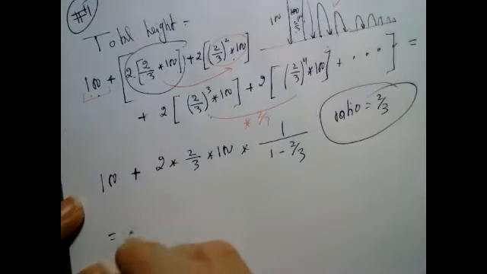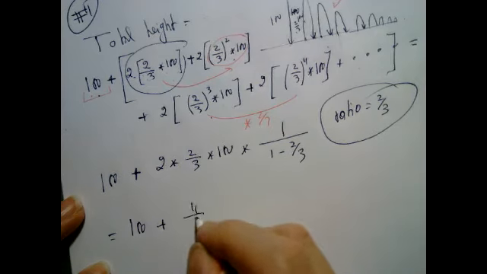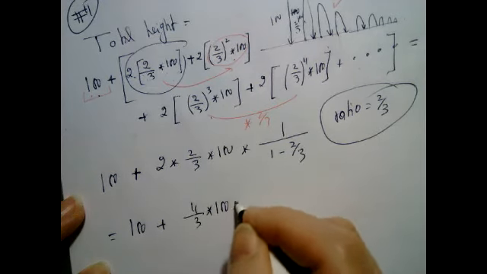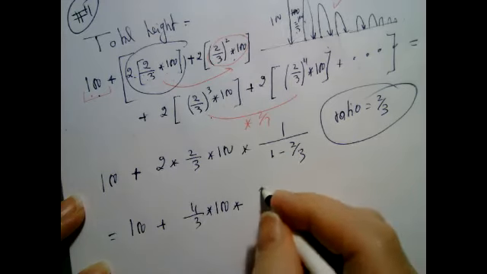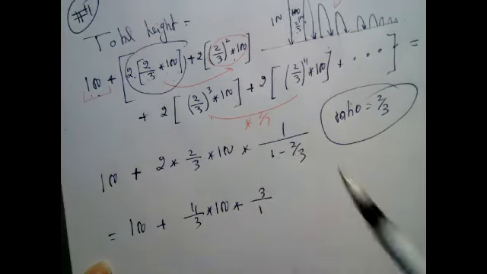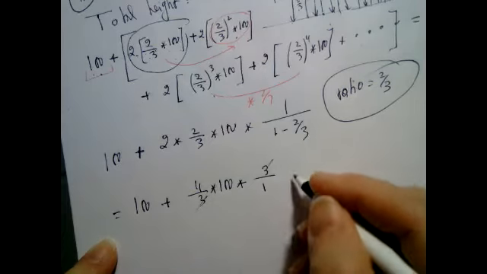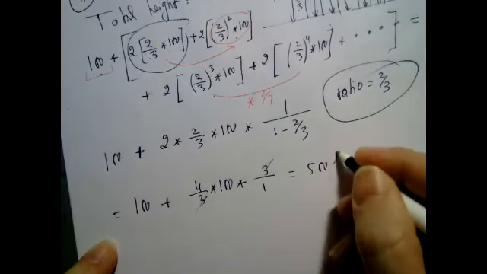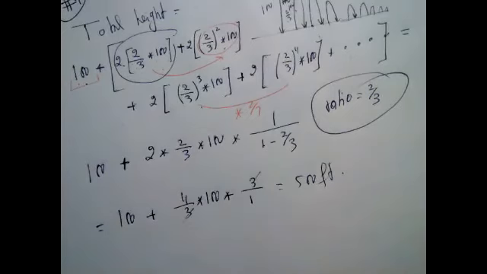So it's going to be equal to 100 plus 4/3 times 100 times 3/1, because of the common denominator. The 3 and the 3 cancel out. I will get 500 feet. Means if this ball bounces forever, it cannot exceed 500 feet. So you drop it, go up and down, keep going forever. That's how you imagine it will never exceed 500 feet. End of the problem.